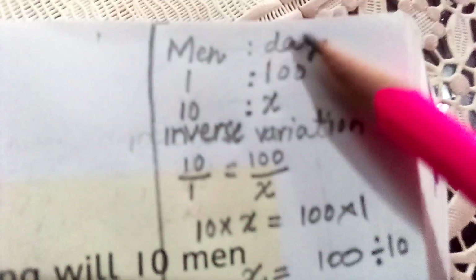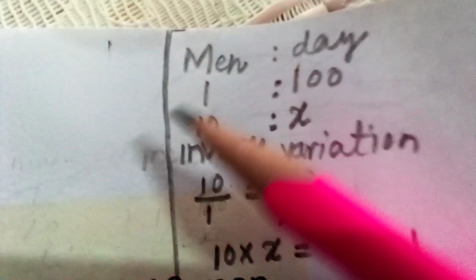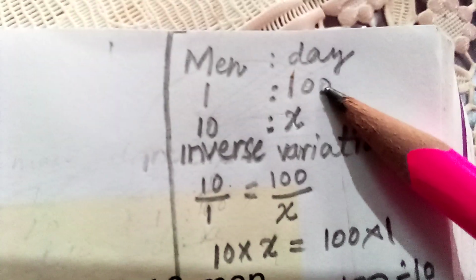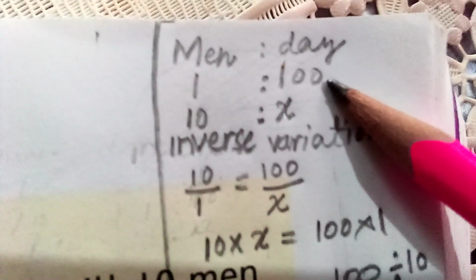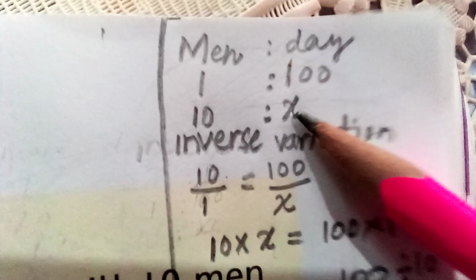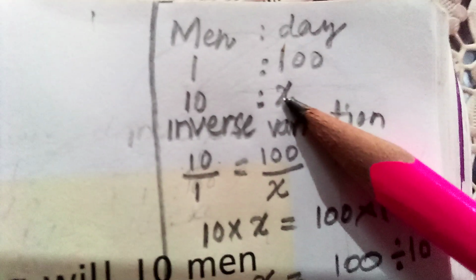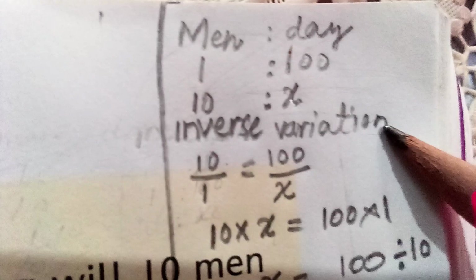We will write in ratio, men ratio, days ratio. One man, 10 men, 100 days. One man completes a job in 100 days and 10 men will complete a job, we don't know in how many days. That's why I have written here x. Now I have explained that it is an inverse variation.